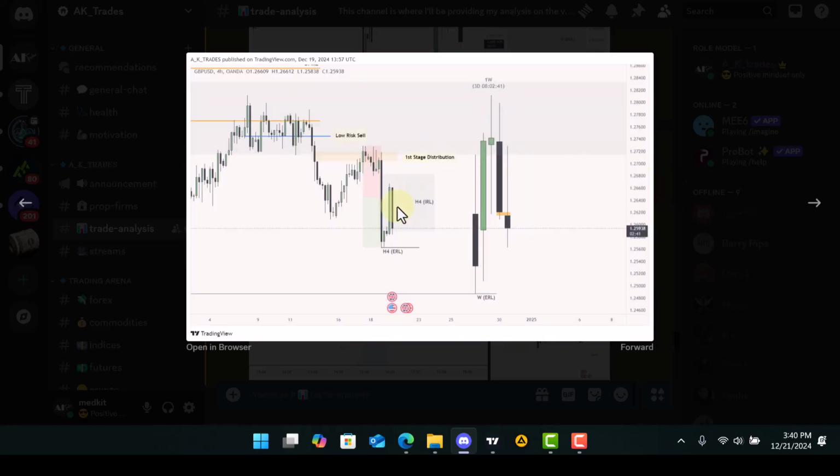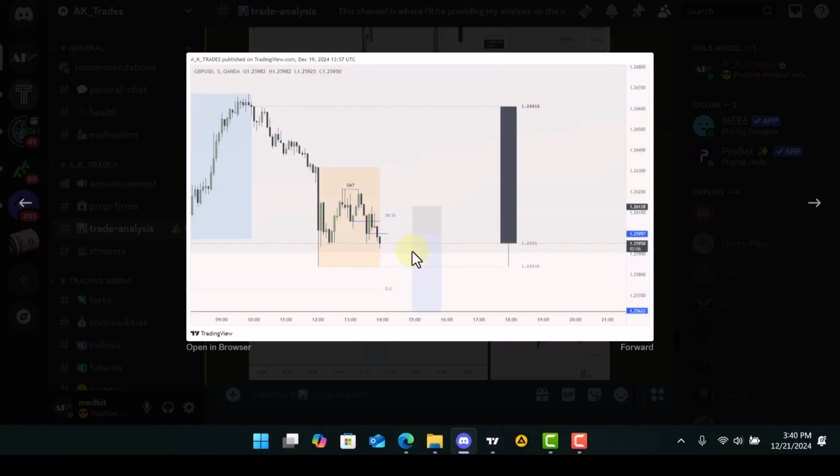So on the 4-hour, we can see that price reversed inside the 4-hour internal range liquidity, targeting the external range liquidity. Now, in this case, I dropped onto the 5 minutes because the 15-minute chart wasn't clear. So I dropped down to the 5 minutes. And as you can see, this is my New York 8:30 open price.